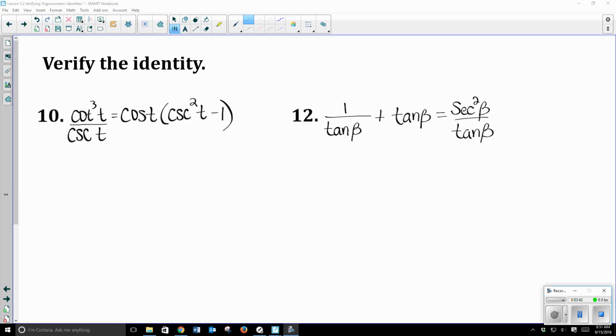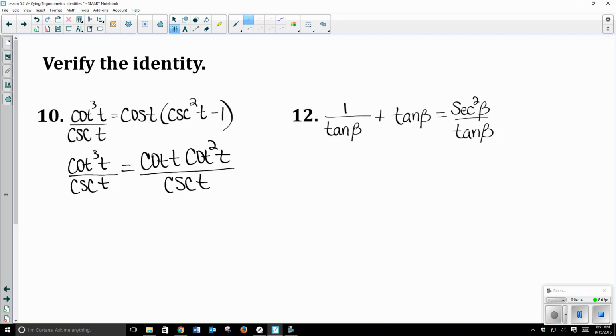Okay, here, let's see. First rewrite cotangent cubed t over cosecant t. I can tell by the right-hand side that I need to split up my cotangent cubed t. If I break one apart from it, maybe I can use my trig identities to manipulate and get it to turn into the right-hand side. Because I know cotangent squared t is equal to cosecant squared t minus 1.